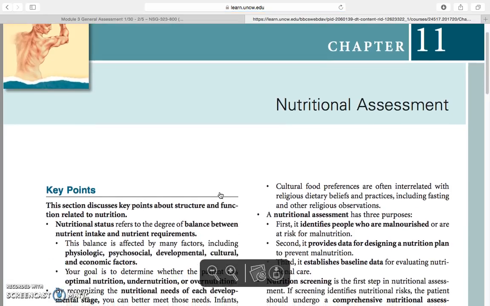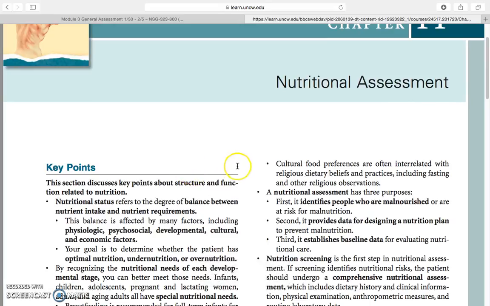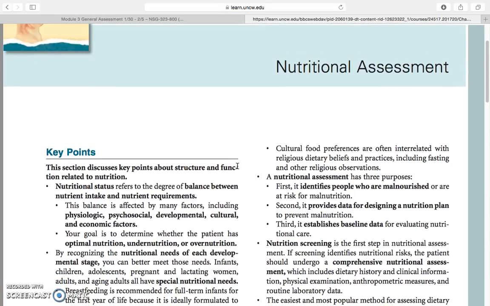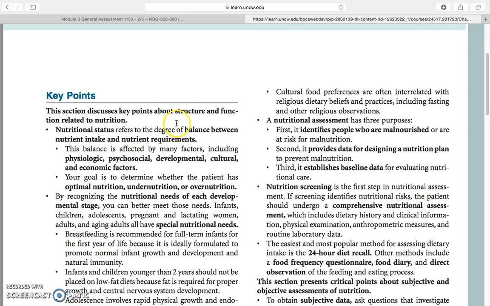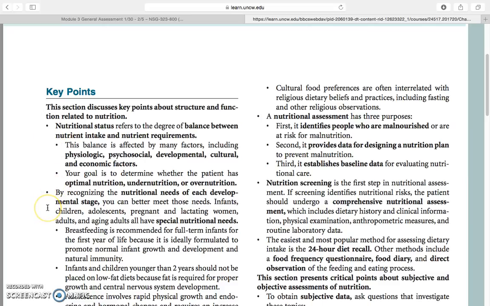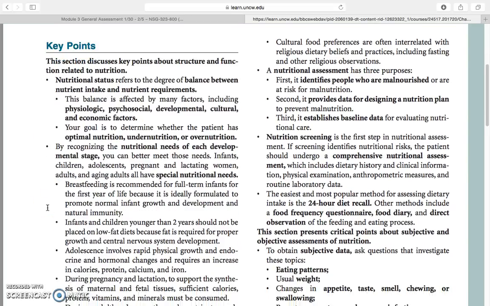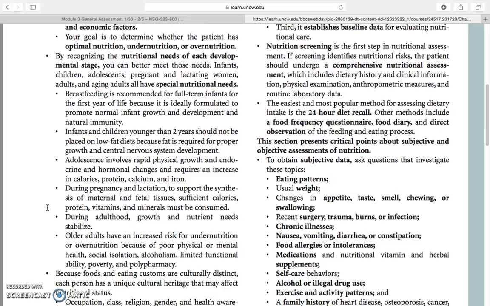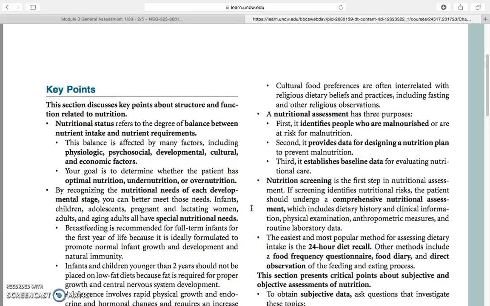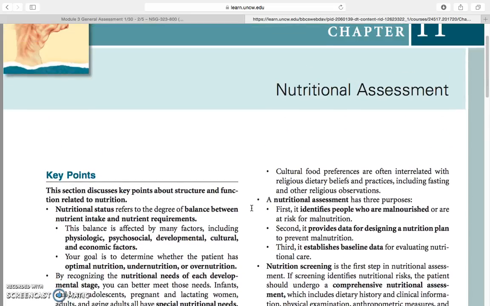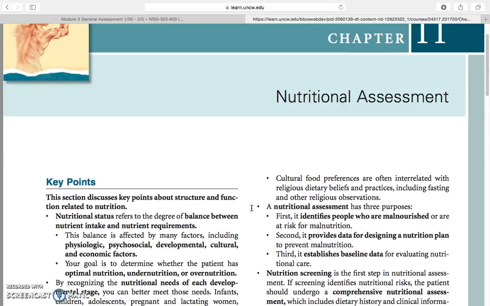Lastly is focused on nutrition. It is very important for anybody to have a nutritional assessment by a nurse. And the reason this is so important is because nutrition is one of the basic foundations of a healthy body. Please make sure that you review these key points on nutritional status, focusing on a 24-hour diet recall, eating patterns, and things such as nausea, vomiting, associated with the GI system that would affect nutrition.